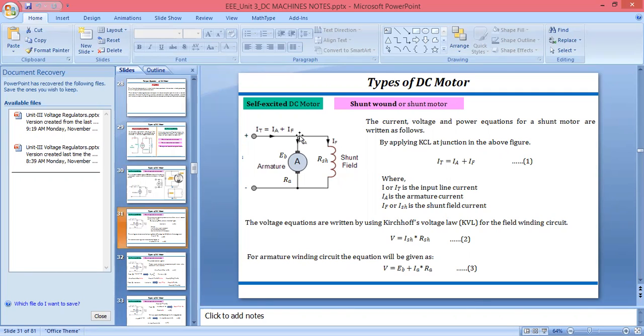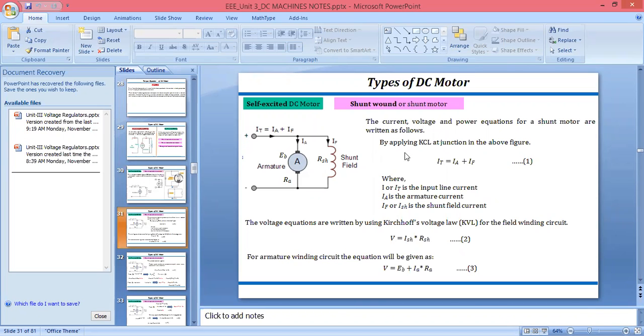If this is a node, total current will go to this side, some amount of current will flow to the armature, and some amount of current will flow through the field winding. So we can take total current equal to IA plus IF, taking the summation. If you take incoming as positive, then outgoing you take as negative. So IT minus IA minus IF equal to 0. You can write IT equal to IA plus IF.